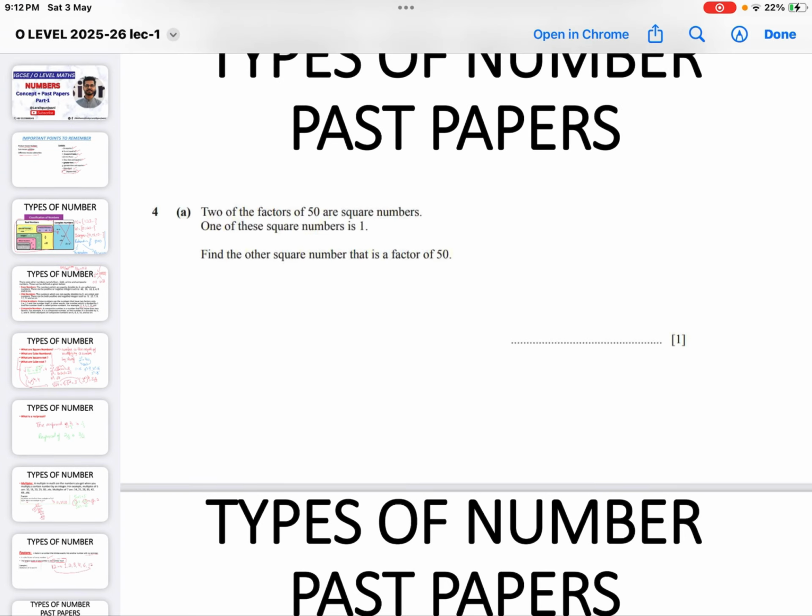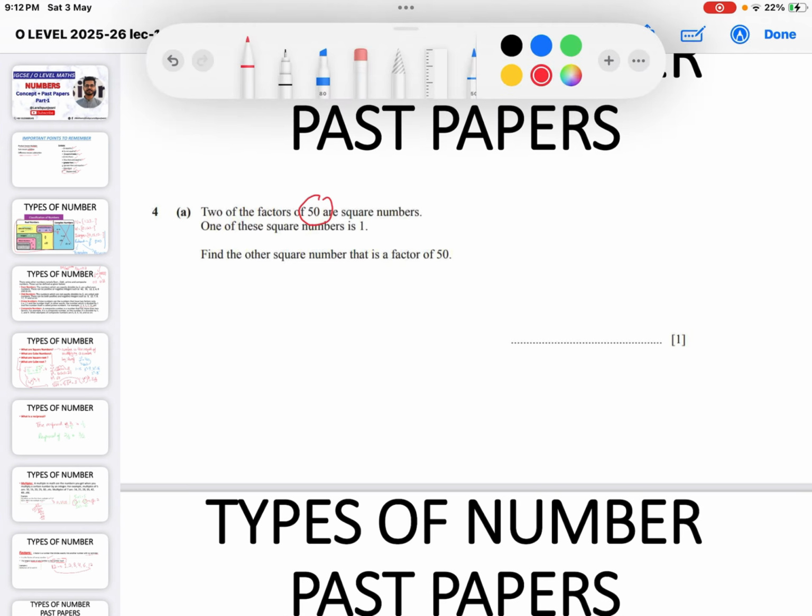Question number 1. Two of the factors of 50 are square numbers. One of these square numbers is 1. So two of the factors of 50 are square numbers, and one of these square numbers is 1. 1 is already given to us. 1 is a square number and a factor of 50. So we know one number, that is 1. Now we need to find the other square number that is a factor of 50.